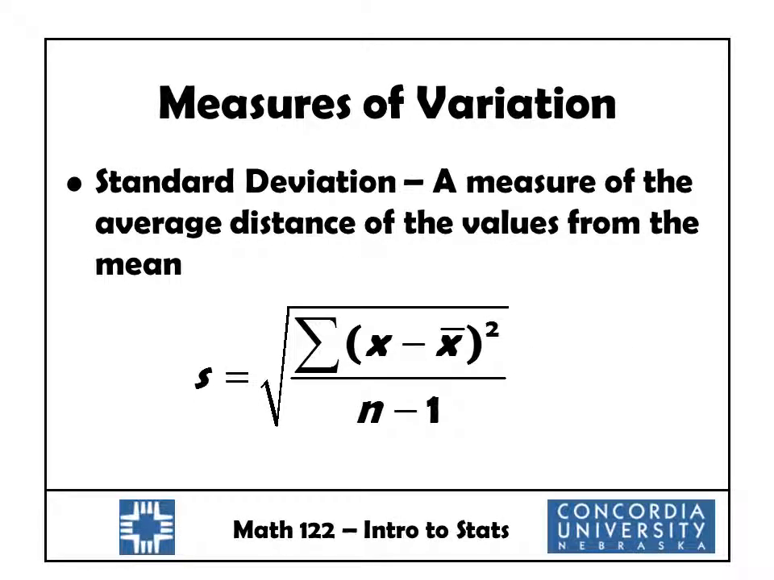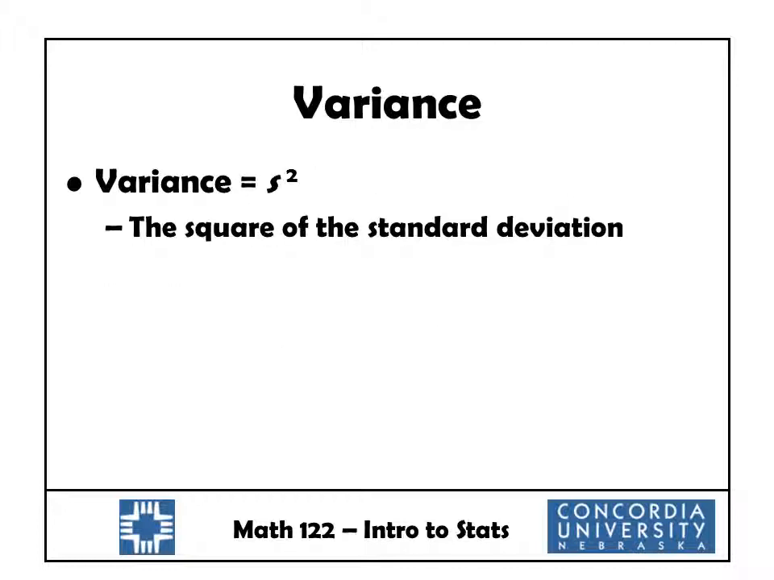Measures of variation are measures of how spread out the data is. Standard deviation is a little complicated to calculate, but it's also very important and very meaningful. A sample standard deviation is denoted by s. Here's the formula. Now we're not going to calculate standard deviations by hand on the test. Instead, we're going to use our calculator.